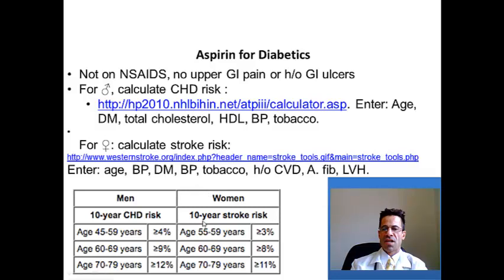If a woman is age 55 to 59 and has a 3% or greater 10-year risk of a stroke, then aspirin should be started. If they are age 60 to 69 years with an 8% stroke risk or greater, they should be started on aspirin. And if they're age 70 to 79 with an 11% risk or greater, they should be started on aspirin. And typically, aspirin 81 milligrams is the preferred dose.